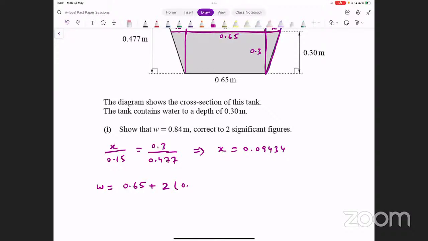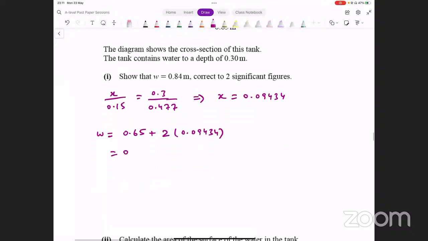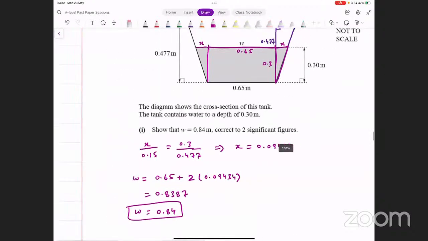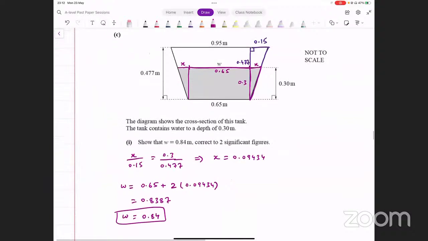And you see what you get from this, 0.09434. Let's see what we get. 0.65 plus 2 into 0.09434, and that gives me 0.8387. If I were to write it to two significant figures, that's going to be 0.84, and that's what we had to prove there. That's the value of W. Okay, so that was part C here.